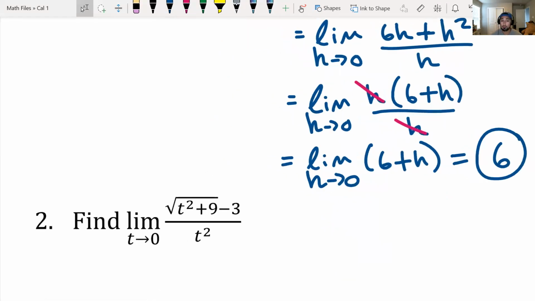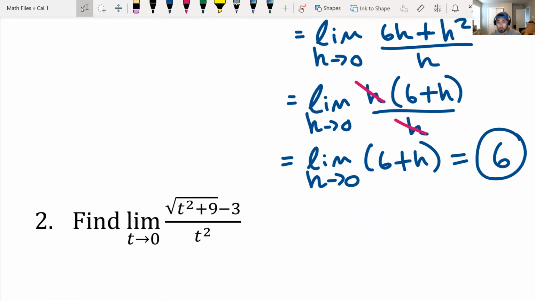Number two, find the limit as t approaches 0 of the square root of t squared plus 9 minus 3 over t squared. Hey, we did this one on the last lecture. We did it with a calculator. Now we get to do it algebraically.